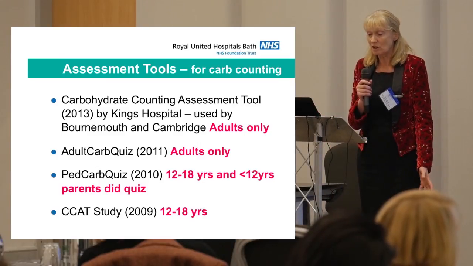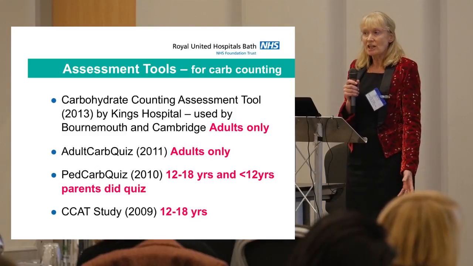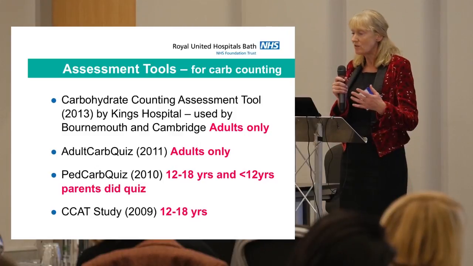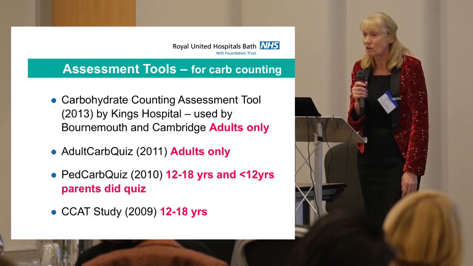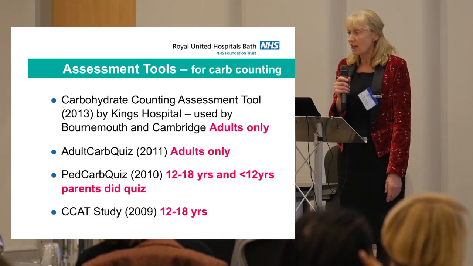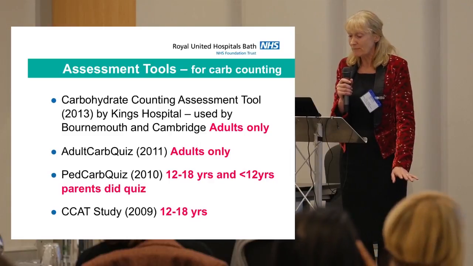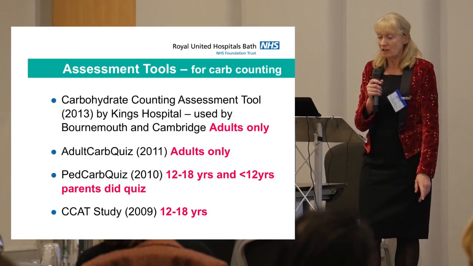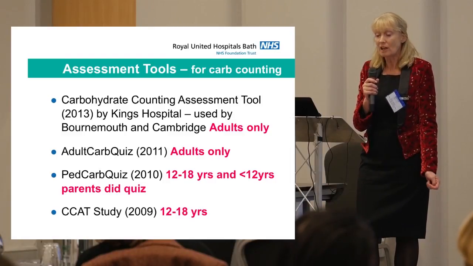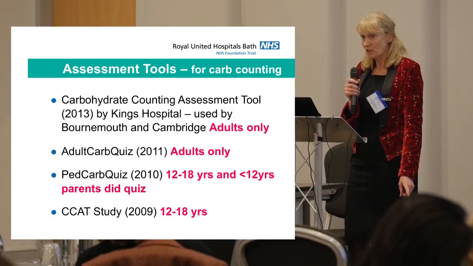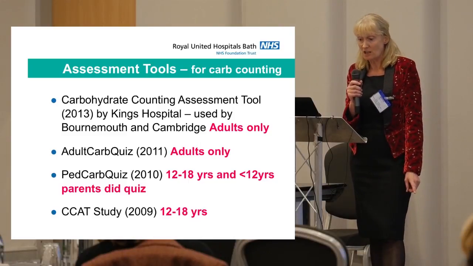Looking at carbohydrate counting assessment, in 2013, King's have done a carbohydrate counting assessment. You might have seen it because it is around carbs and cals. And now Bournemouth have taken it on, and so has Cambridge. But this is all in the adults. Going down to the bottom, 2009, there was a study on carbohydrate counting in adolescents with type 1, and they devised an assessment tool on carbohydrate counting, but this was for 12 to 18-year-olds.